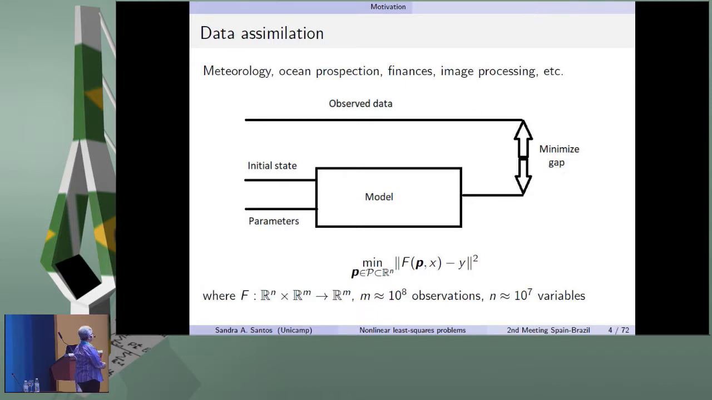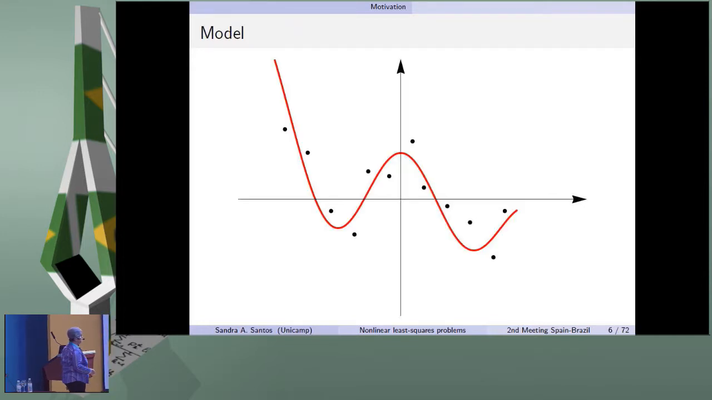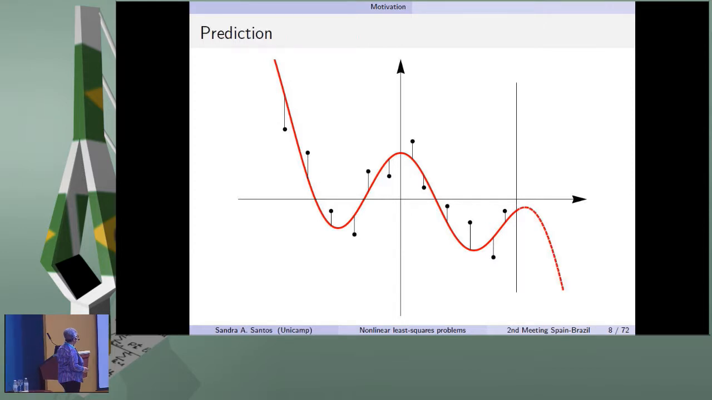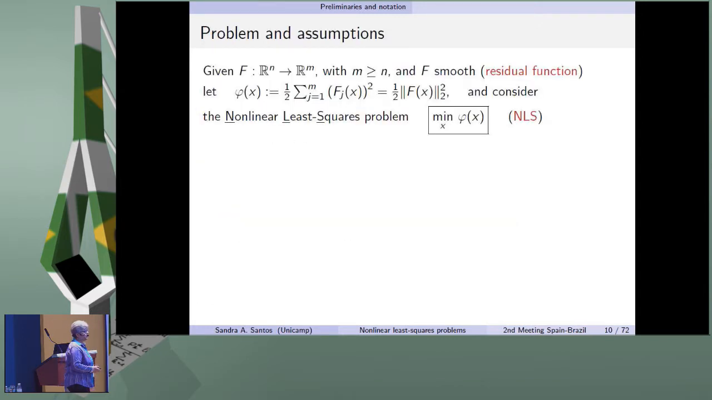A very, very simple scheme to give you an idea of this data assimilation context is given here. Let us say we have these observations, and we build a model in this sense. This model is basically built by minimizing the quadratic error between the observations and the model. And the idea of the quadratic error is to preserve smoothness in case the model has smoothness. And the idea here is to use the model to make some prediction. Okay, so this is the notation that we are going to use.